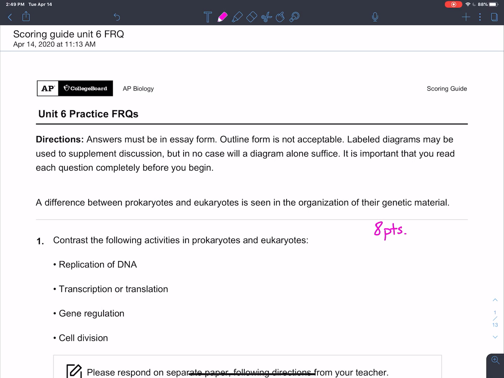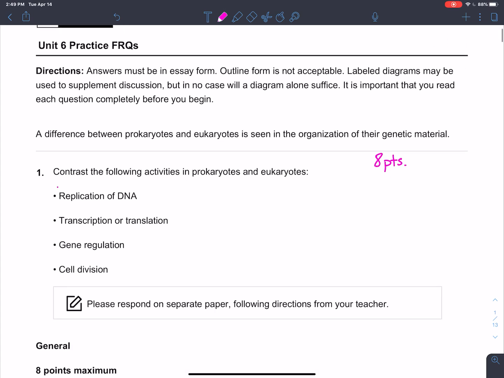Now, it wants you to contrast the following activities in prokaryotes and eukaryotes. In setting up this answer, it gives you 4 basic categories. What that means is it wants you to hit all 4 of those categories. And so you want to be very specific.